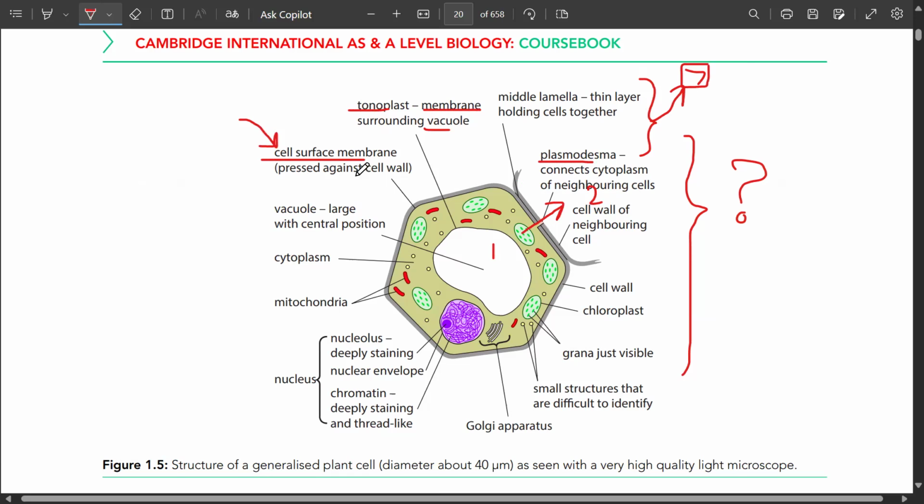The outermost layer in an animal cell is the cell membrane, and the cell membrane is the second outermost layer in plant cells, because the first outermost layer is the cell wall. Then we have the chloroplast, and inside the chloroplast we have granules that contain those thylakoid membrane sacs as well. You are going to do this in detail in your chapter 13, A2 biology, next year 2026.